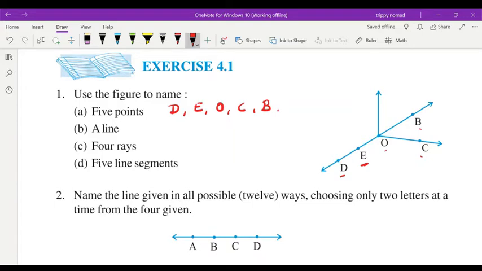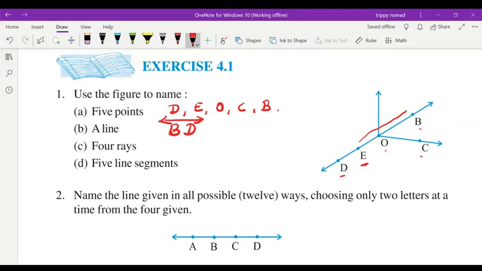Now next one, a line. A line, where is it? This complete one, you can see the cursor. That means BD or DB. How will you write BD? This is the way to write BD.